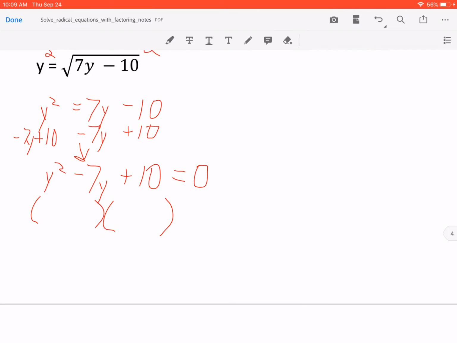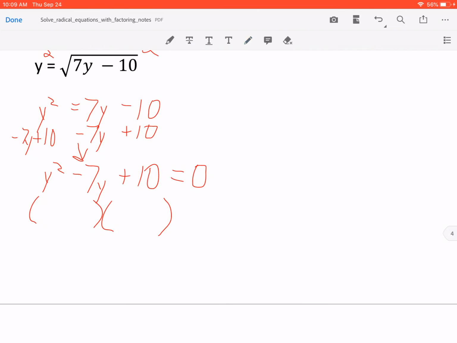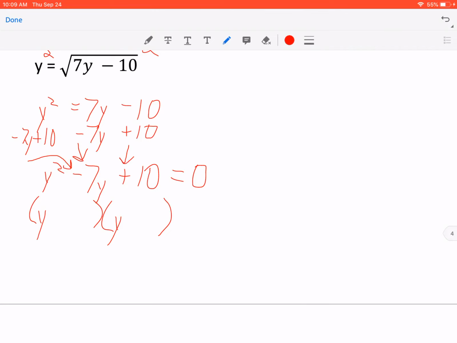And what's the only way to get y squared? The only way to get y squared is y and y. And remember your rules. If you have a minus here, but a plus here, both signs inside should have been minus and minus. So what are two numbers that when multiplied give you 10 but add up to a negative 7? Well, it's either 10 and 1 or 2 and 5, but the only way you can add up to a negative 7 is a negative 2 and a negative 5.